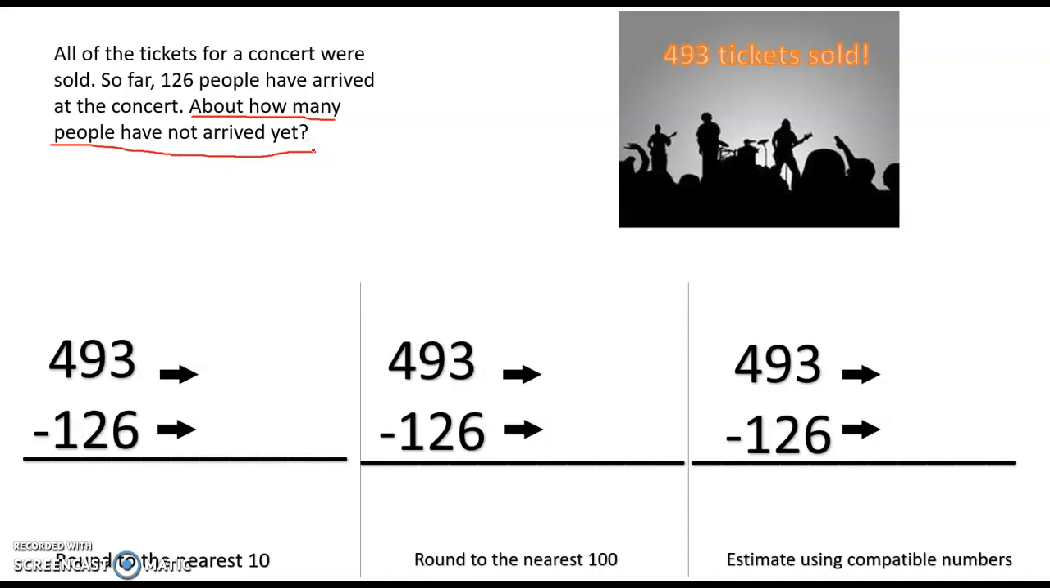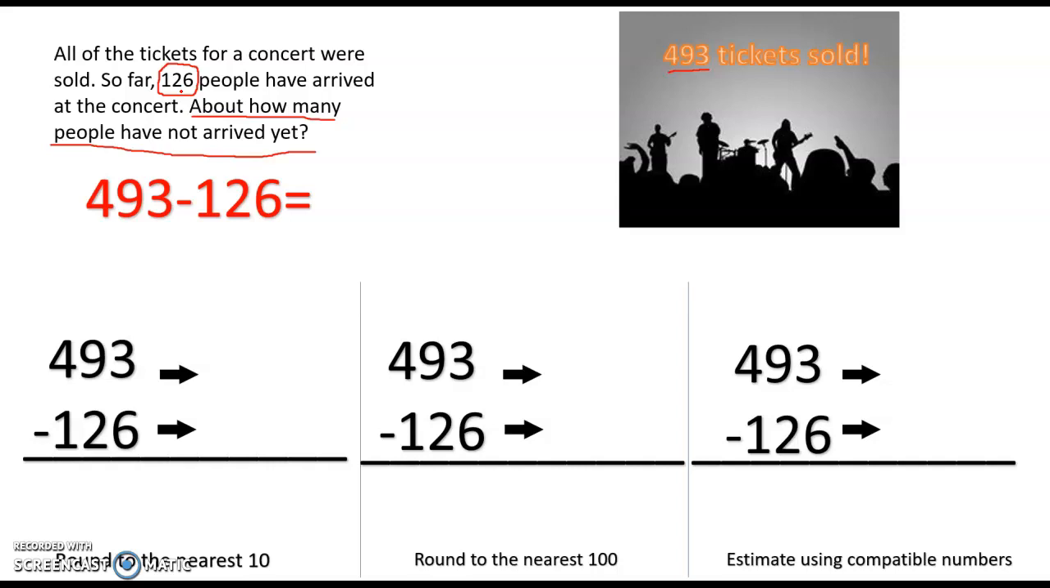What information is going to help me solve this problem? I see that 126 people are there so far. Now the word problem is missing some information, but I look at the picture and it says there were 493 tickets sold. So I know that altogether 493 people will be there, but right now only 126 people have arrived. So the problem is 493 minus 126. That will show me how many people are still not there.